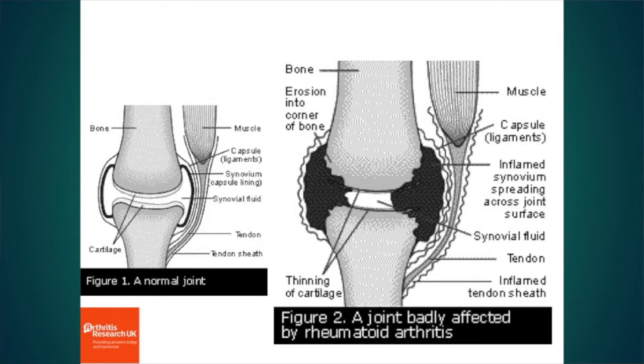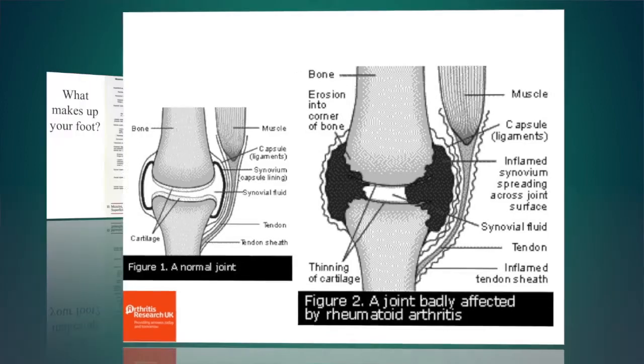This slide shows a representation of a joint badly affected by rheumatoid arthritis. You can see that the synovium has become very inflamed, and it's started to erode away the cartilage and the underlying bone itself. The cartilage has become quite thin. You can also see that the tendon sheath has become inflamed, and you would expect a joint affected in this way to become quite hot, swollen, stiff, painful, and potentially misshapen. Obviously not everybody's joints are affected to this extent.